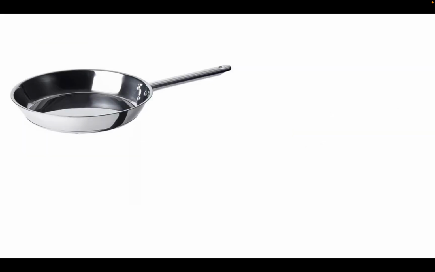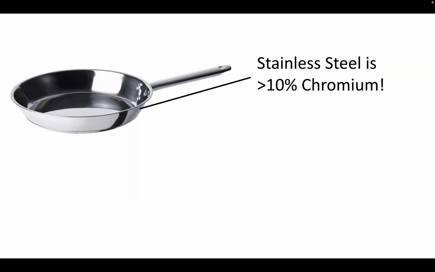Now over here, I have a stainless steel pan because once we start analyzing it, we see that the stainless steel is over 10% chromium. Why is that? First off, it prevents rust. When chromium rusts, it turns into chromium oxide, which is very, very hard and strong.